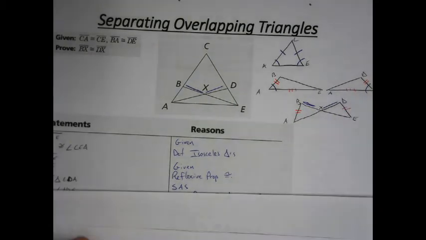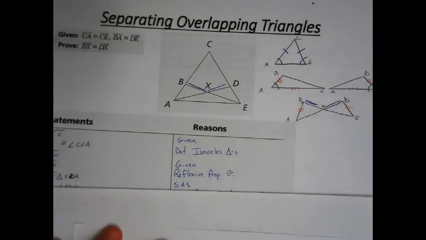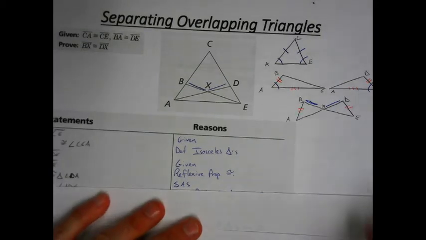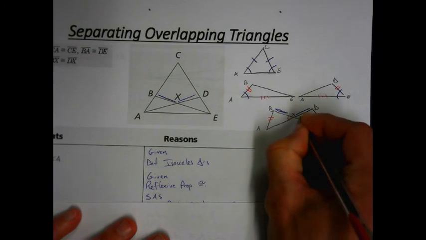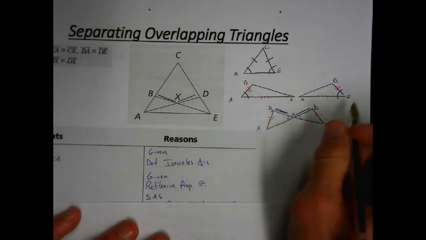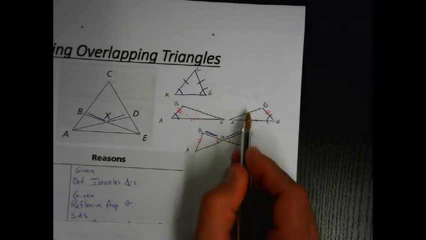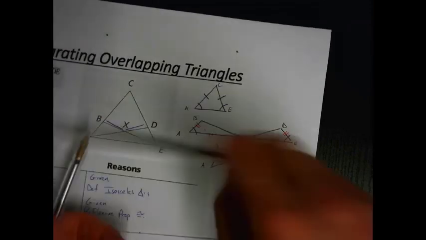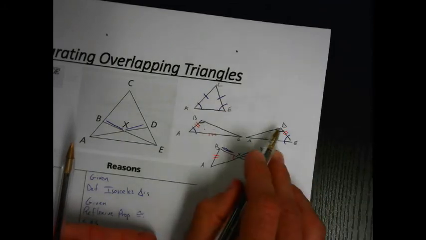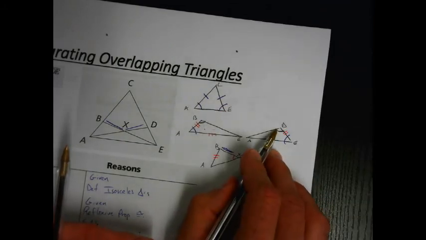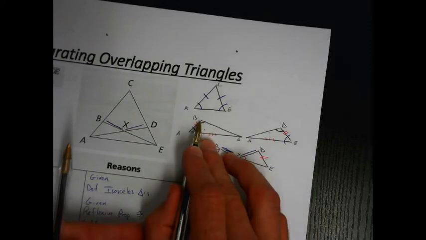Remember, BA was congruent to DE, right? And now look at our smallest of the triangles, down here. We have this congruent side and this congruent side. We have vertical angles here, but you know what? If these two triangles are congruent, that means angle B is congruent to angle D. And this angle B is the same angle B here.